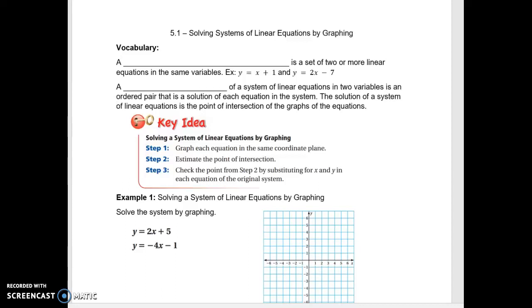Okay guys, today we're going to be starting chapter 5, which is solving systems of linear equations by graphing. So a system of linear equations is a set of two or more linear equations in the same variable. Basically what that means is that you will be having two lines drawn within the same coordinate grid. That's just what that means.